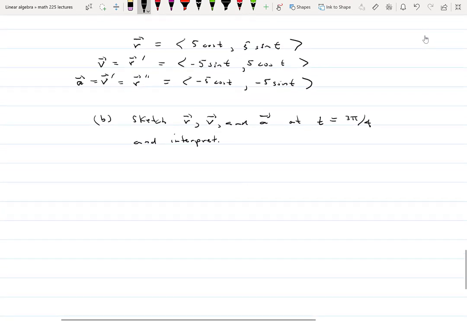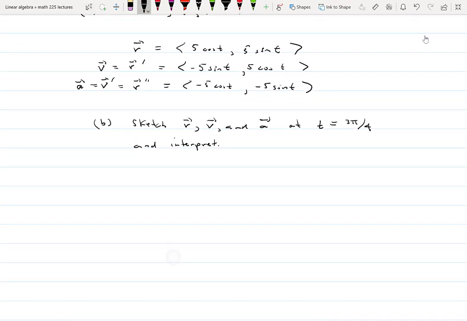Well, let's find these quantities. R at 3 pi over 4 seconds, or whatever units of time you're going to be measuring. Well, the cosine of 3 pi over 4 is in quadrant 2 if you were to graph it. Quadrant 2, the cosine is negative. So we get negative 5 radical 2 over 2. And sine is positive in quadrant 2, so positive 5 radical 2 over 2.